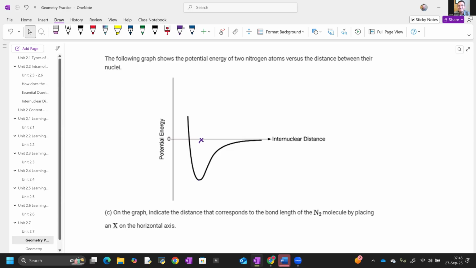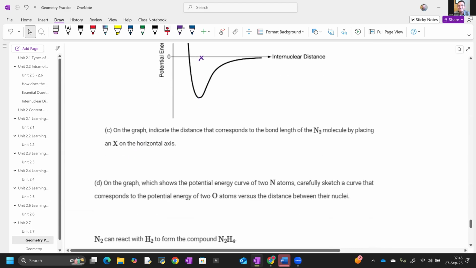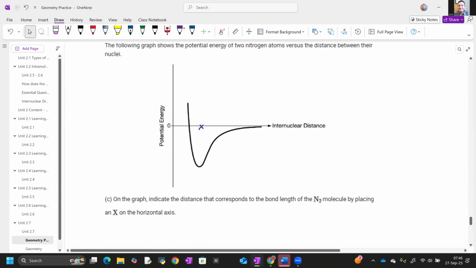What an easy question. And then on the graph, which shows the potential energy of N2, carefully sketch a curve that corresponds to the potential energy of 2 oxygen atoms versus the distance between their nuclei. So we just have to show 2 oxygen atoms, which would be O2, and we actually have to draw the Lewis dot structure in order to determine this. They're not looking for that on here, but you have to know the dot structure for O2.